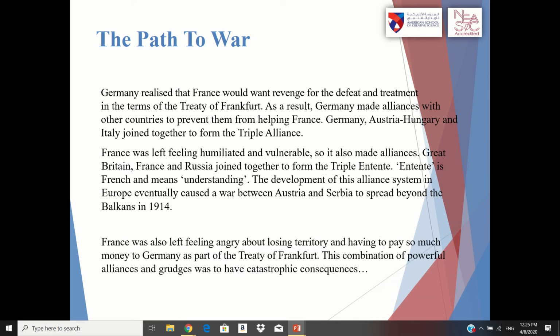France was also left feeling angry about losing territory and having to pay so much money to Germany as part of the Treaty of Frankfurt. This combination of powerful alliances and a grudge was to have catastrophic consequences.